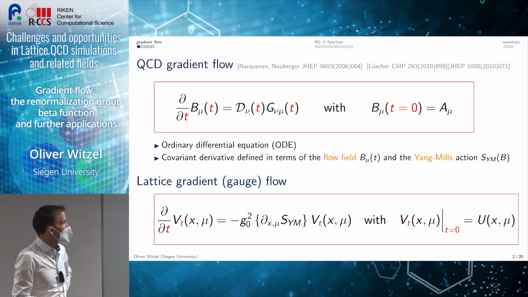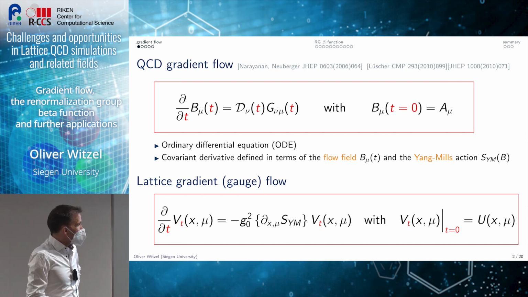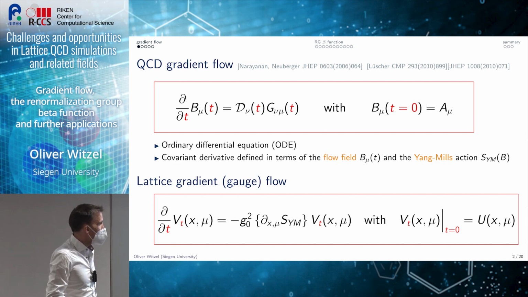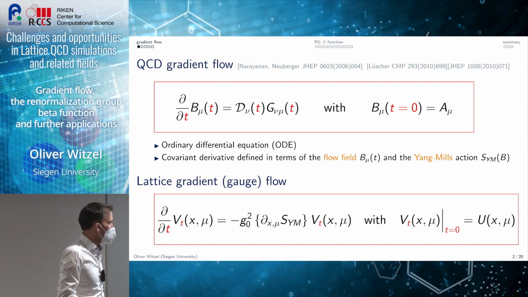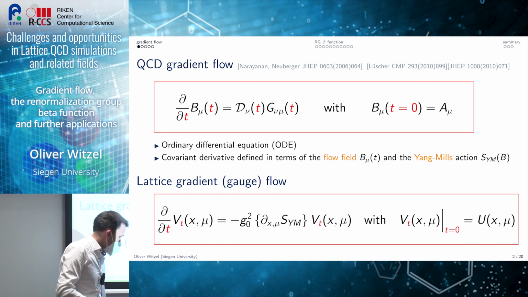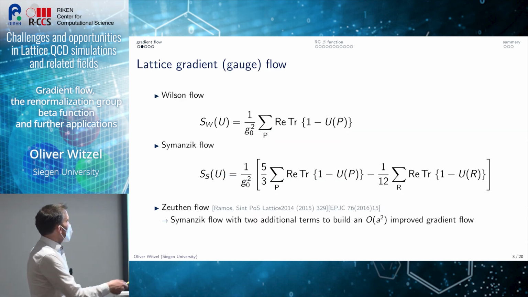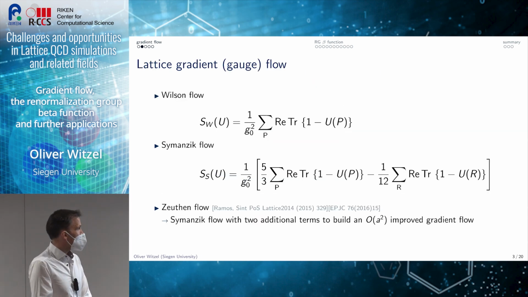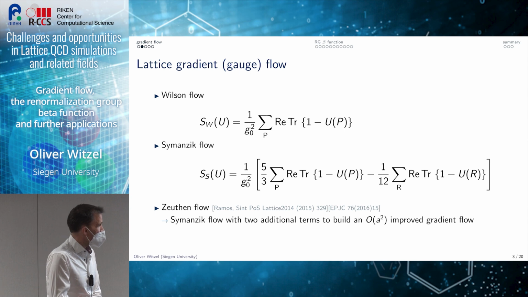And in the original formulation from Lüscher, he introduced the gradient flow equation on the lattice and used for the Yang-Mills action just the simple Wilson action. And so we talked mostly about Wilson flow. The second popular choice I will be using is a symanzik action, so symanzik flow.